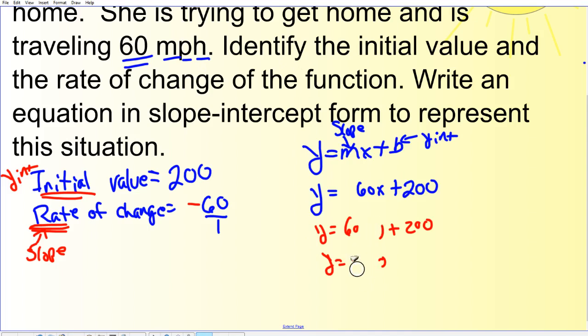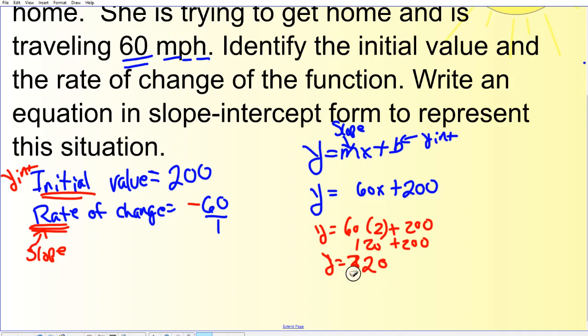If we put in here 2 hours, 2 times 60 is 120. Now I could do it this way, I guess. 120 plus 200 gives us, now she's 320 miles from home. She's doing an awful job getting home.